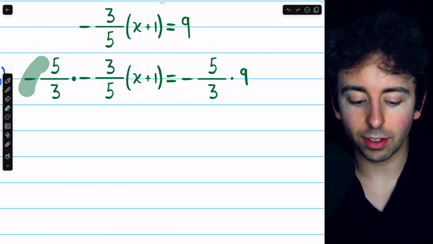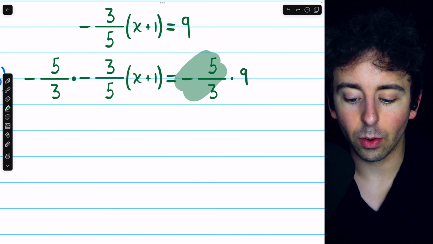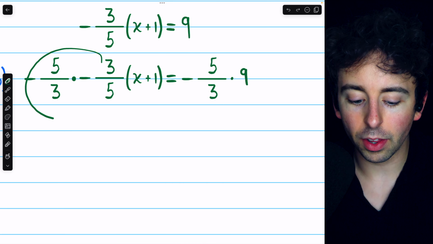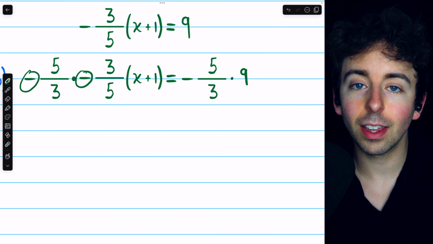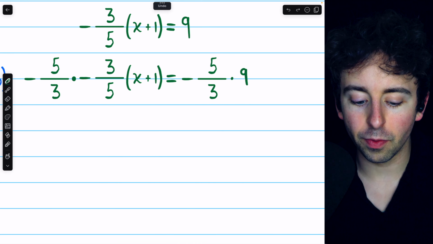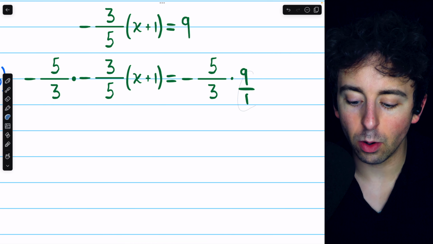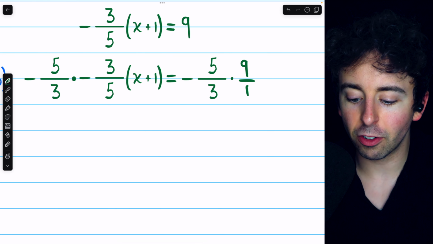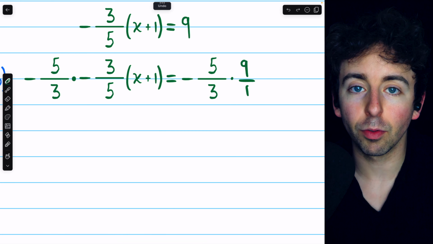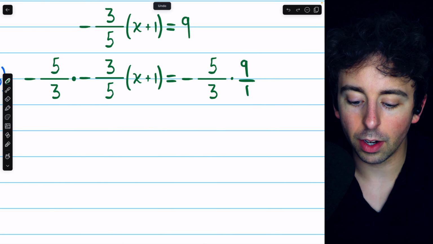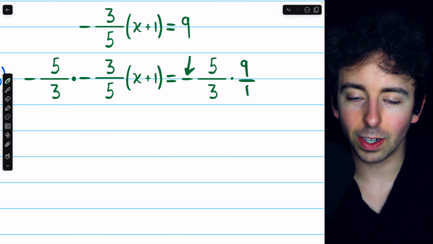On the left side, we see negative 5 over 3, and on the right side, we have negative 5 over 3. Now, on the left, these two negatives cancel out, and also the 5's cancel out, and the 3's cancel out. So we're just going to be left with x plus 1 on the left side of the equation. On the right side of the equation, we have negative 5 over 3 times 9. If it helps, you can picture 9 as being 9 over 1, and then to multiply these fractions, we have 5 times 9, that's 45, over 3 times 1, so 45 over 3, and don't forget that negative.